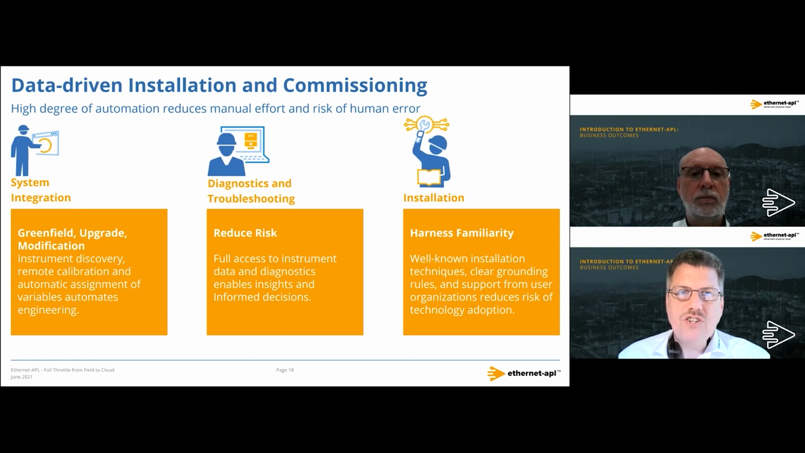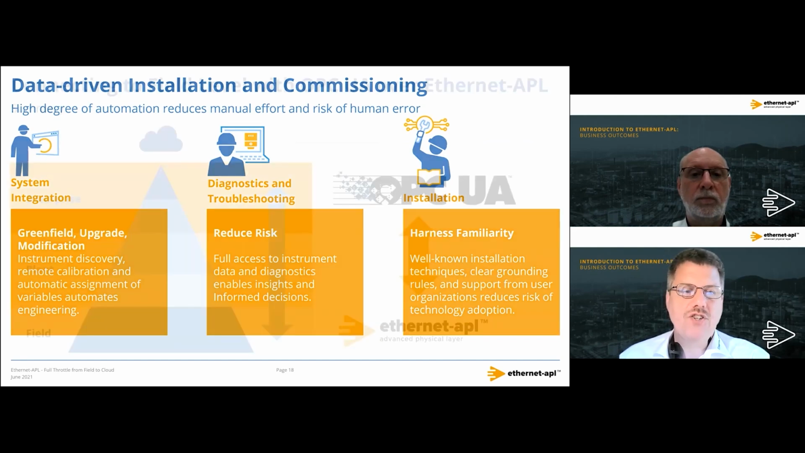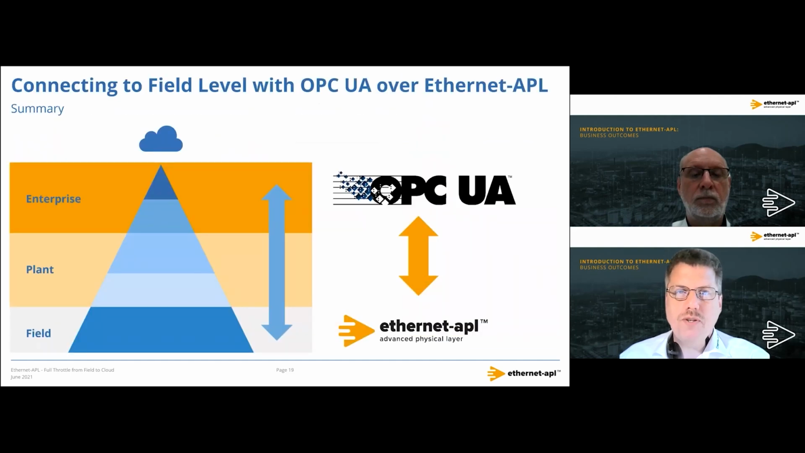Finally, installation technologies are a lot easier to harness with a physical layer that a lot of technicians are familiar with today, and that is our simple two-wire cable. So all in all, we're getting a barrier-free communication that reaches for OPC UA from the cloud all the way down to the edge, full throttle.